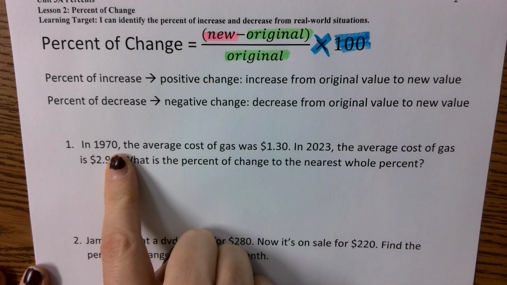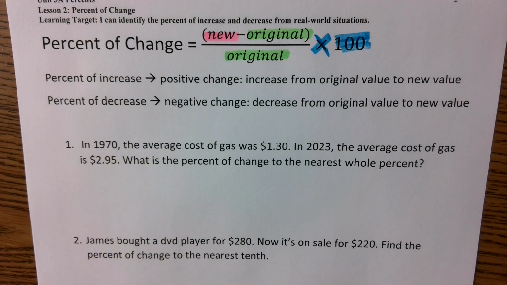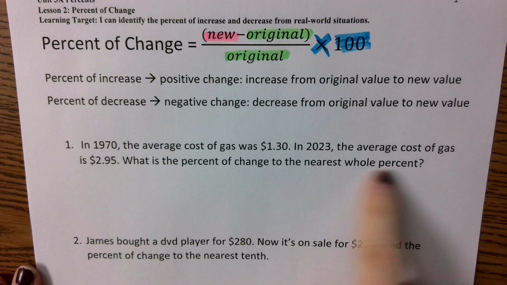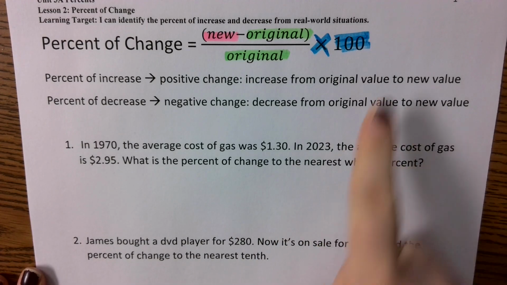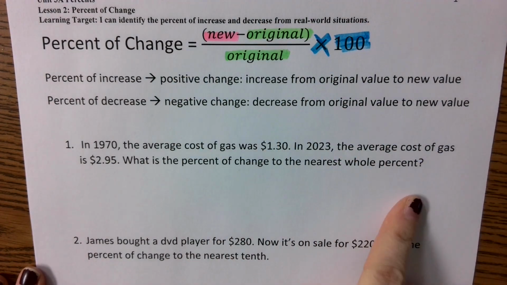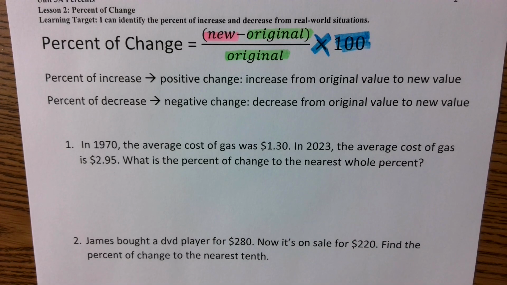Okay. In 1970, the average cost of gas is $1.30. In 2023, the average cost of gas is $2.95. We want to know the percent of change to the nearest whole percent. So this is what's going to get you guys a lot of times. Not the formula, but the rounding. So we need to make sure that your rounding skills are up to par.